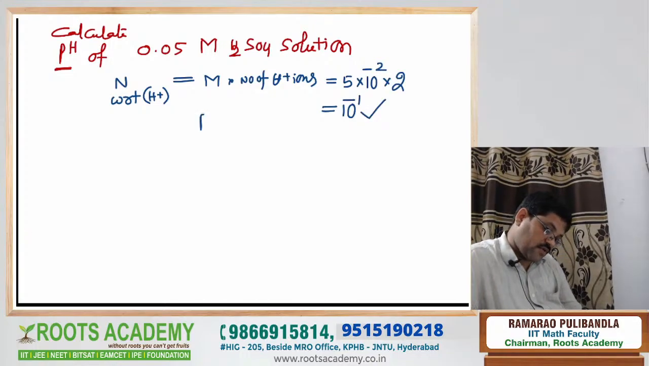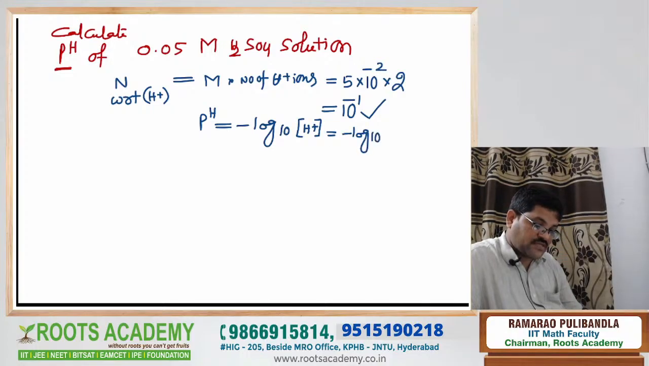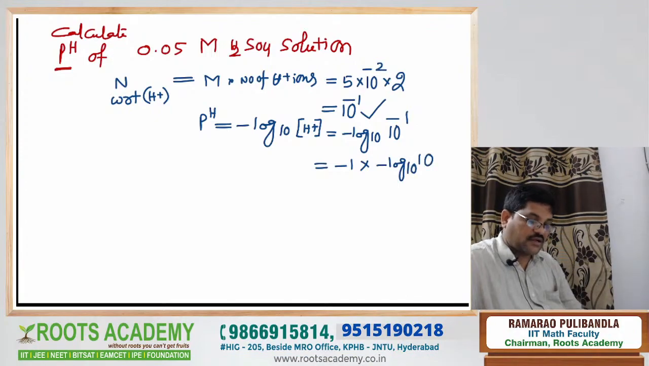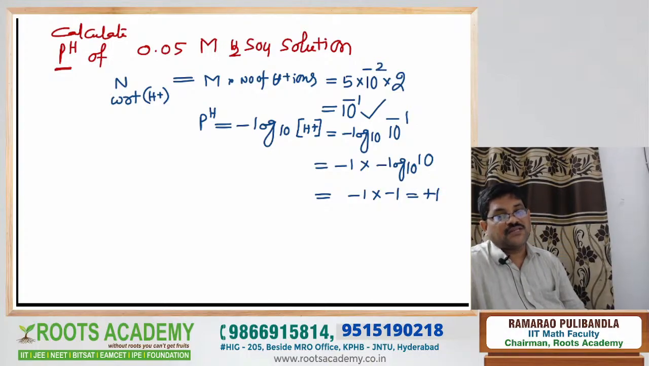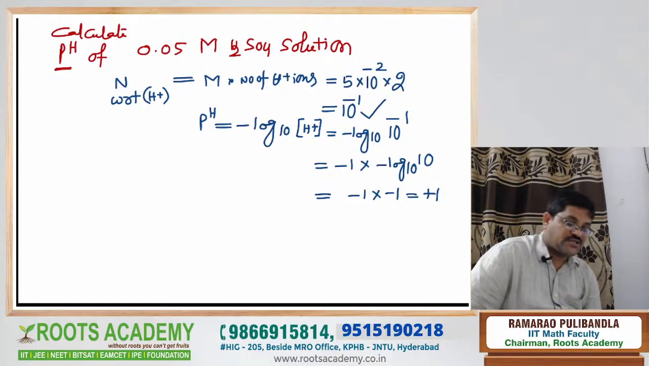Now from that, what do you write? pH is equal to minus log to the base 10 H plus ions concentration. That is equal to minus log to the base 10 power minus 1. So the minus 1 comes to the front, into minus log to the base 10. Log 10 value is what? 1. Minus 1 into minus 1 is equal to plus 1. Simple logic, understood? Repeat once again, students.